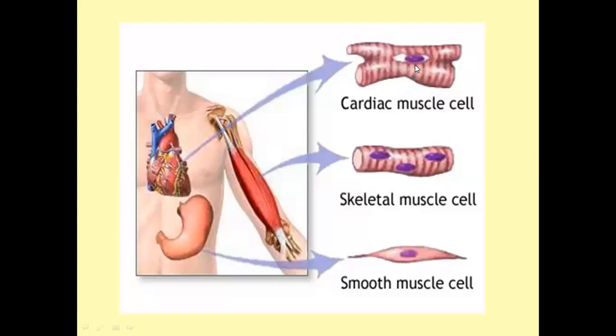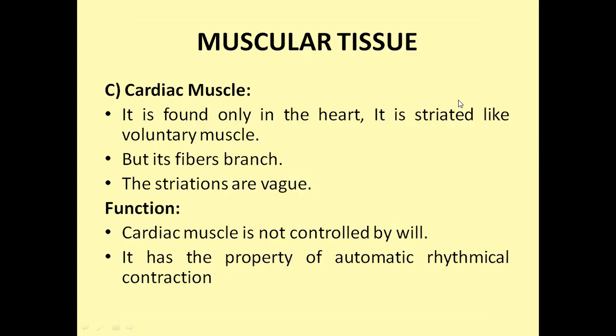Coming to cardiac muscle, this is present in the heart, and it is branched. Whenever this muscle contracts, it makes the whole group of muscles contract, so contraction occurs in a wave-like pattern. Cardiac muscle is present in the heart and is striated like voluntary muscles, but its fibers are branched, and these striations are vague. Cardiac muscle is not controlled by the will. It has the property of autonomic rhythmic contraction.